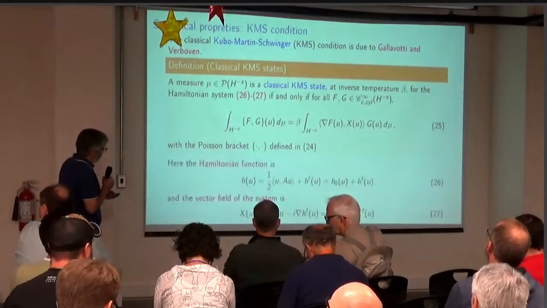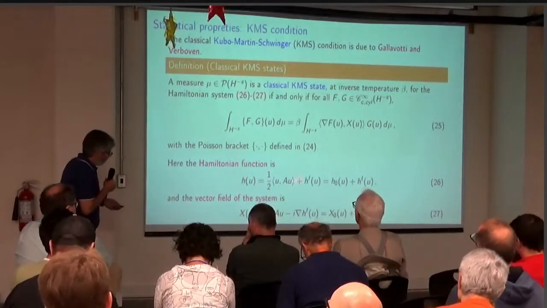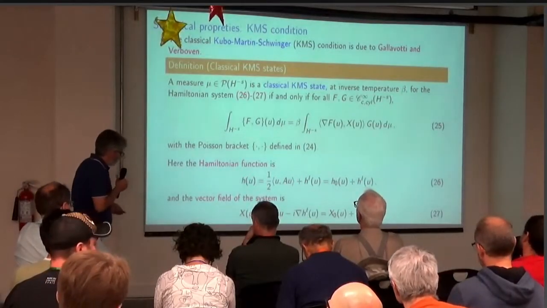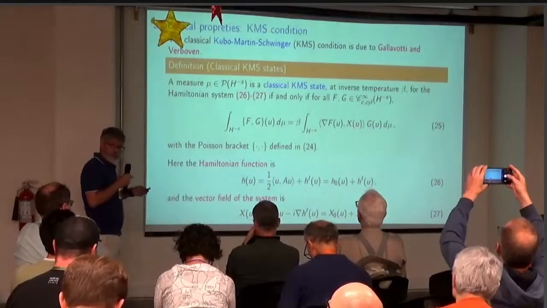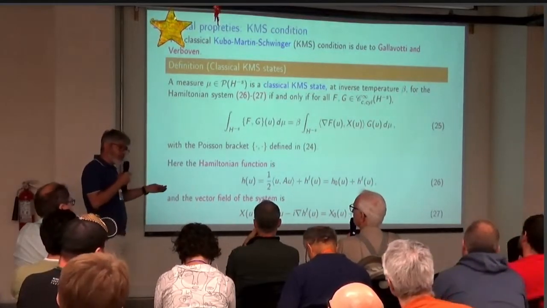Okay, and let me recall that the Hamiltonian looks like this, and the vector field looks like this. So it depends on the vector field and also on the inverse temperature. You change the inverse temperature, you also change the measure.